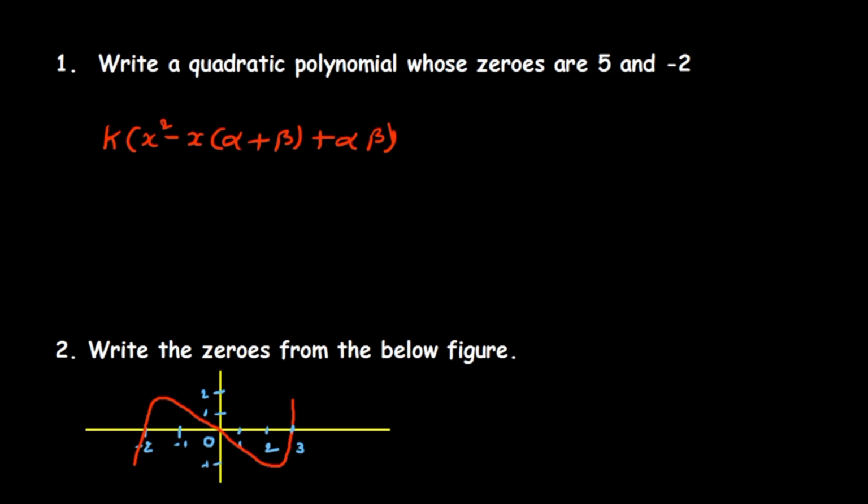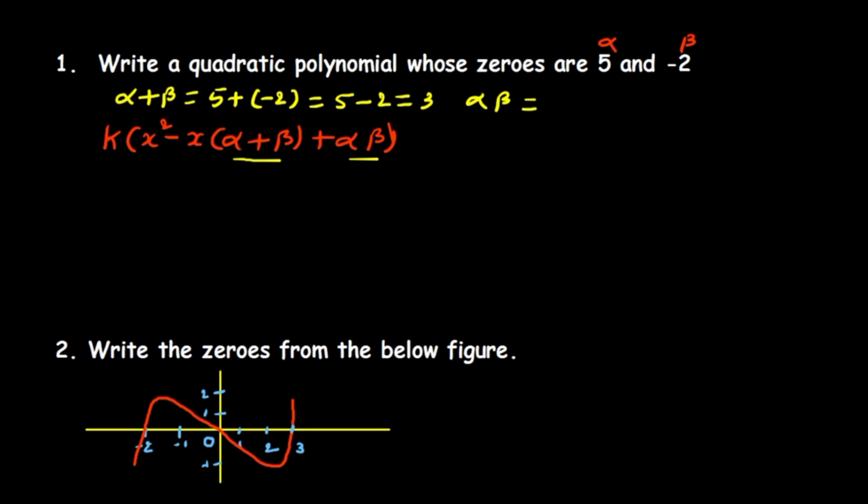So the quadratic polynomial whose zeros are 5 and -2, that means this is alpha and this is beta. So here we should find alpha plus beta and alpha into beta, that we call the sum of the zeros. Okay, so 5 plus beta, which is -2, so 5 minus 2 equals 3, and alpha into beta, this is 5 into -2. Okay, so 5 twos are 10, plus into minus, so -10.